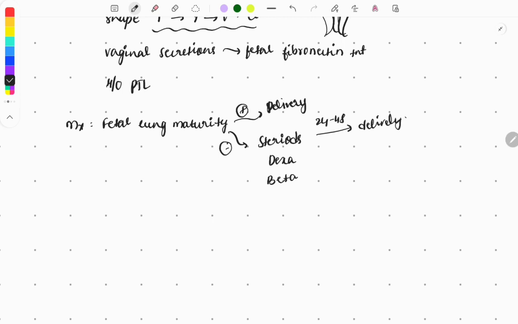Okay, so questions are asked on this dexamethasone and betamethasone, how much dose you will be giving and in what time duration you will be giving. So let's discuss those points also. For the dexamethasone we will be giving two doses of 12 mg, 24 hours apart. And for the betamethasone it is 4 doses, 6 mg each, given 12 hours apart.